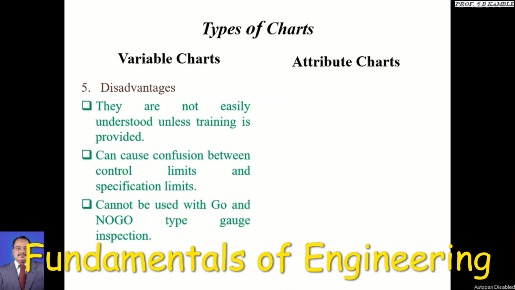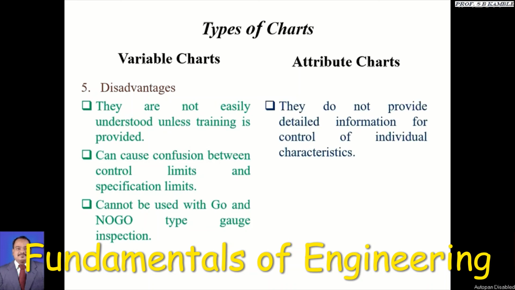And in attribute charts, some disadvantages are that they do not provide detailed information for the control of individual characteristics. It means it gives only whether the product is defective or not defective. It does not give any information about the length, width or diameter. That information we do not get in the attribute charts.